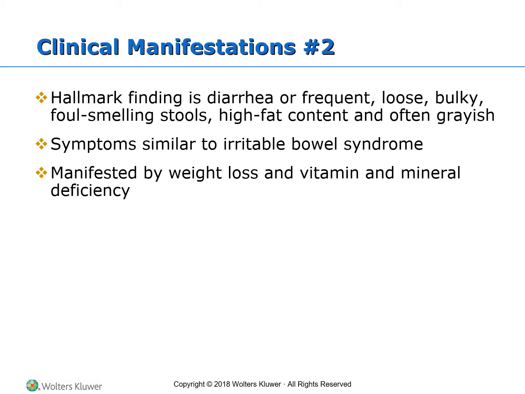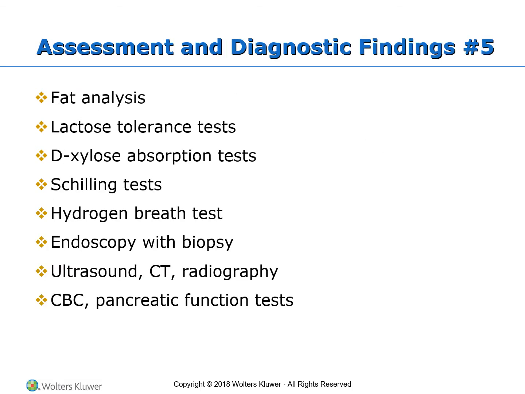Patients will have loose, foul-smelling stool. Their stool will be grayish, and it'll be higher in fat content, so you can definitely tell. They'll also have vitamin and mineral deficiencies and need supplementation. They'll also have weight loss. There are multiple diagnostic findings that you can do, and it just depends on the symptoms, the patient's H&P that they present with, and what the doctor feels is necessary.